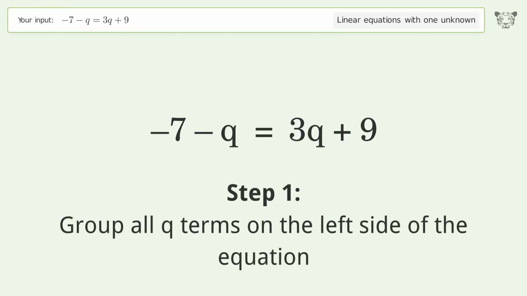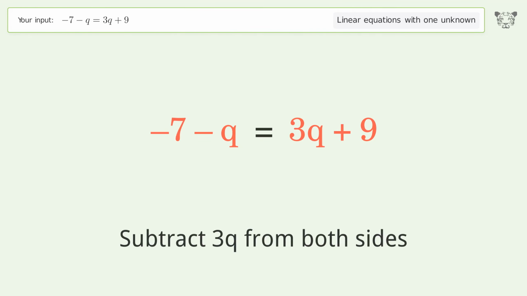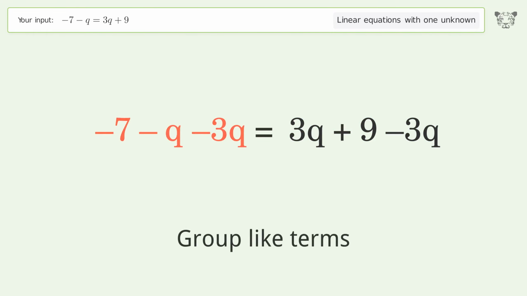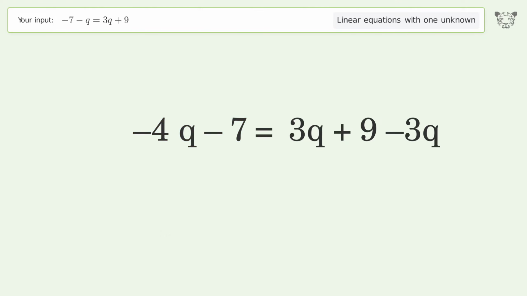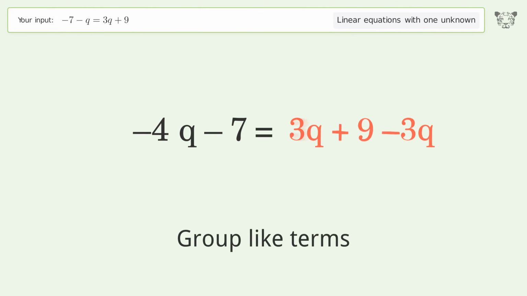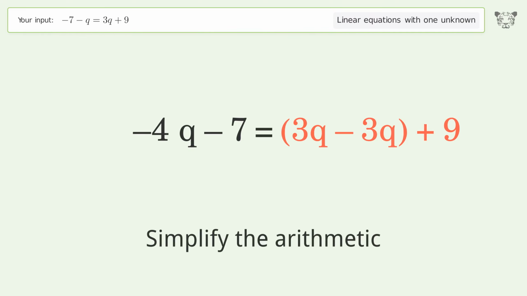Group all q terms on the left side of the equation. Subtract 3q from both sides. Group like terms. Simplify the arithmetic. Group like terms. Simplify the arithmetic.